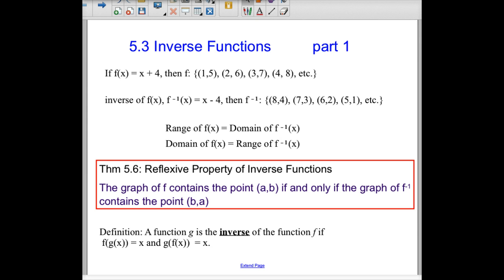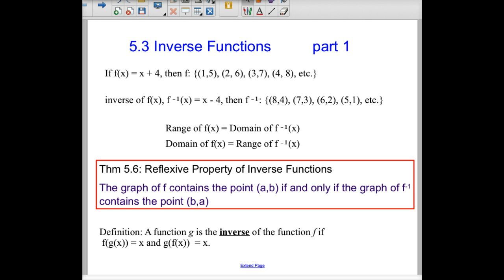If a function equals x plus 4, let's say, then here are some of the ordered pairs in the function. Sometimes we'll give you functions just with ordered pairs, and sometimes we'll give you the function rule. So let's say we've got (1, 5), (2, 6), (3, 7), (4, 8). Obviously those are points on the line.